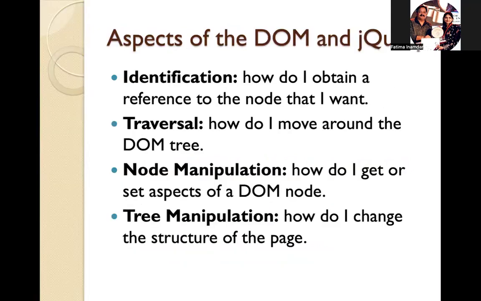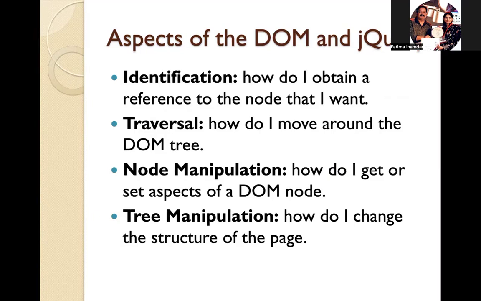So here we have to consider the aspects of DOM and jQuery. Identification, traversal, node manipulation, and tree manipulation are the most important concepts to understand under DOM and jQuery. Identification is how I obtain a reference to the node that I want to work with. Traversal is the way we can move around the DOM tree. Node manipulation is how I get and set a particular aspect of the DOM node.